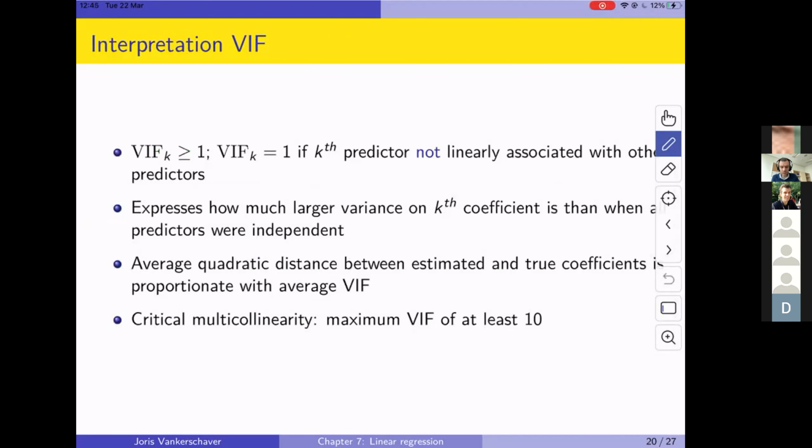And statistically speaking, you can also show that these VIFs have a special interpretation as the average quadratic distance between the estimated and the true coefficients in the model, but we will ignore that for now. What you want to be on the lookout for is VIFs that are too large, and here we typically take a factor of 10.